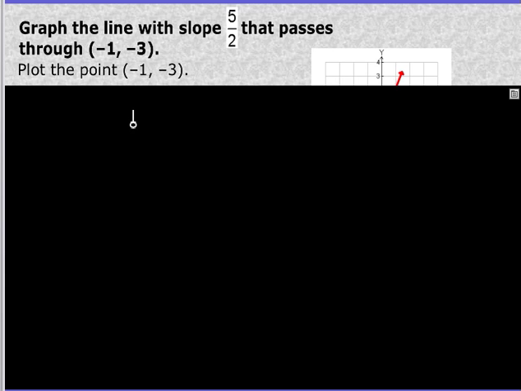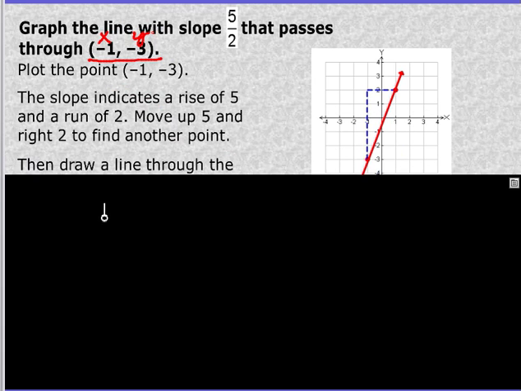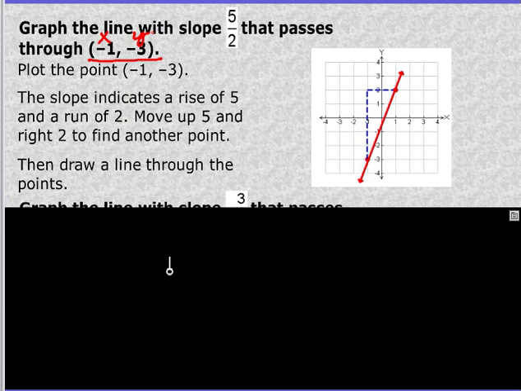So first thing you're going to do is plot your point, -1, -3. Remember, this is our x-coordinate, or horizontal. This is our vertical, or our y-coordinate. So -1, -3 is right here. And now we're going to use our slope to find a second point. So we have a vertical change of a +5. So we're going to go up 5 from this point.